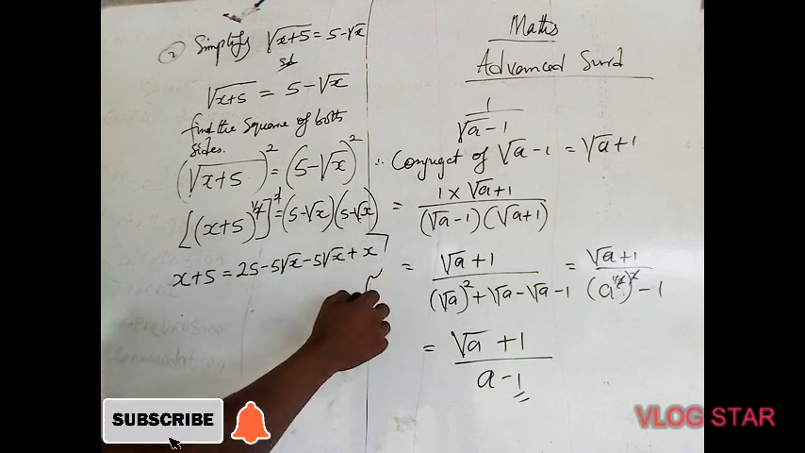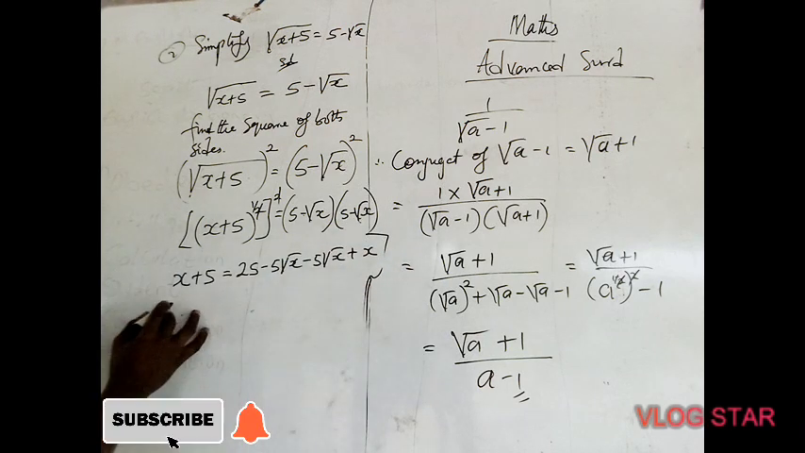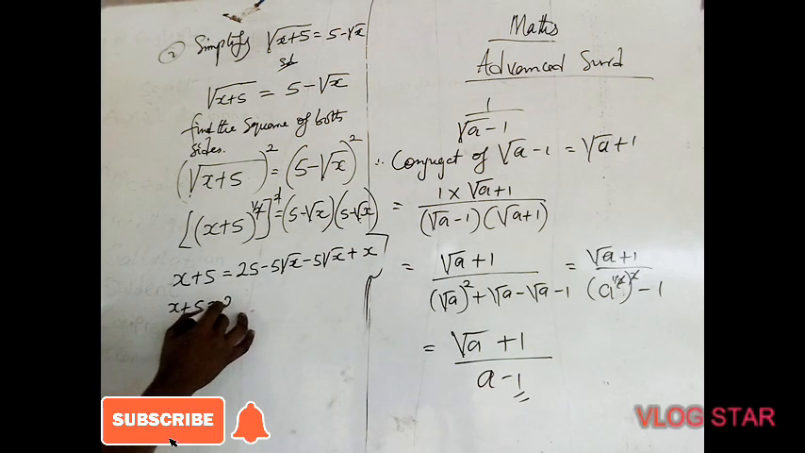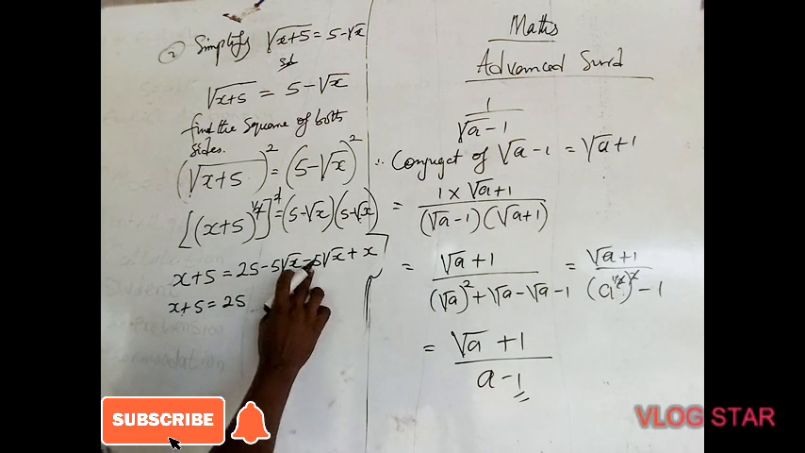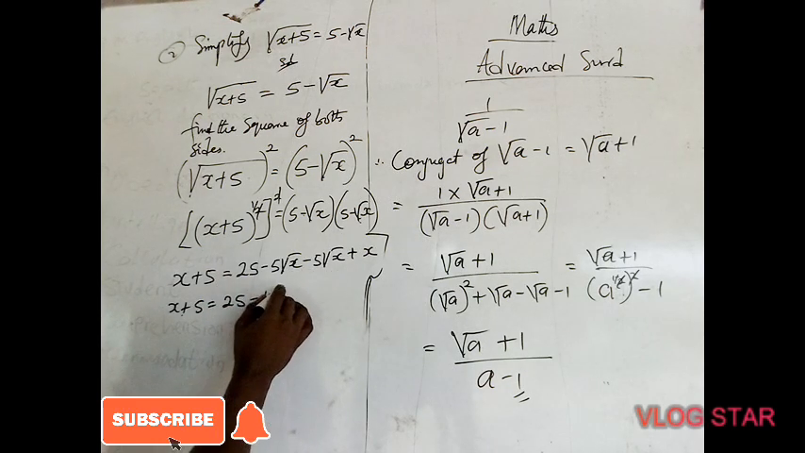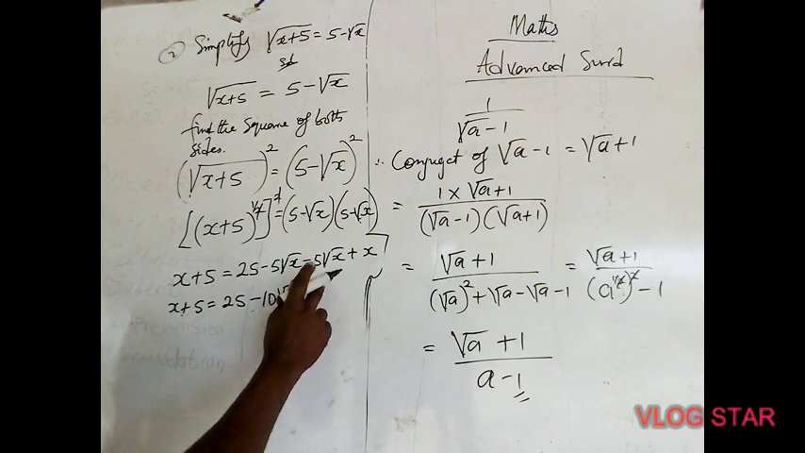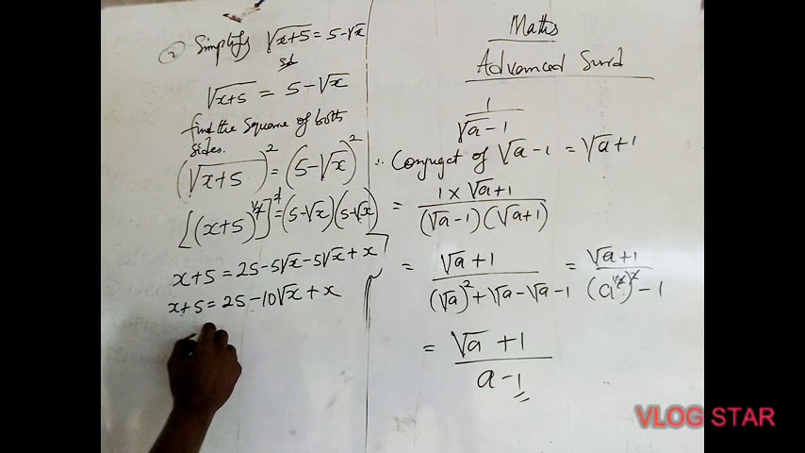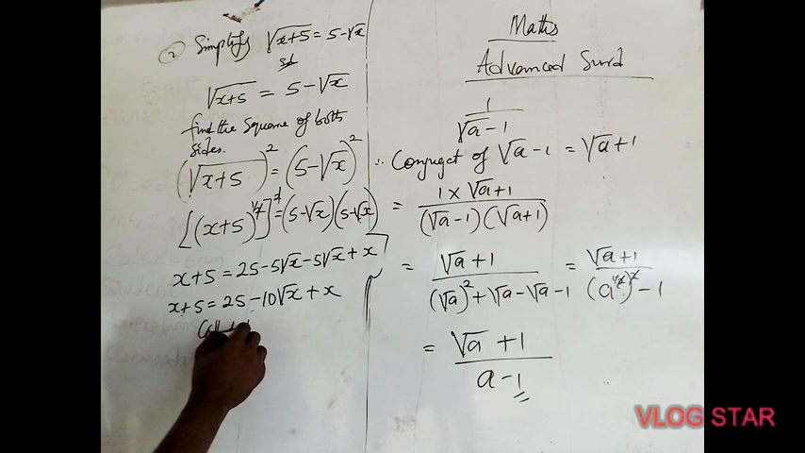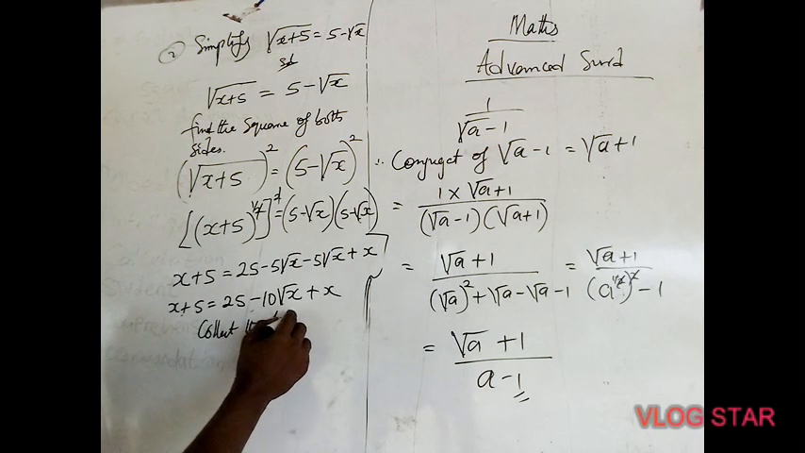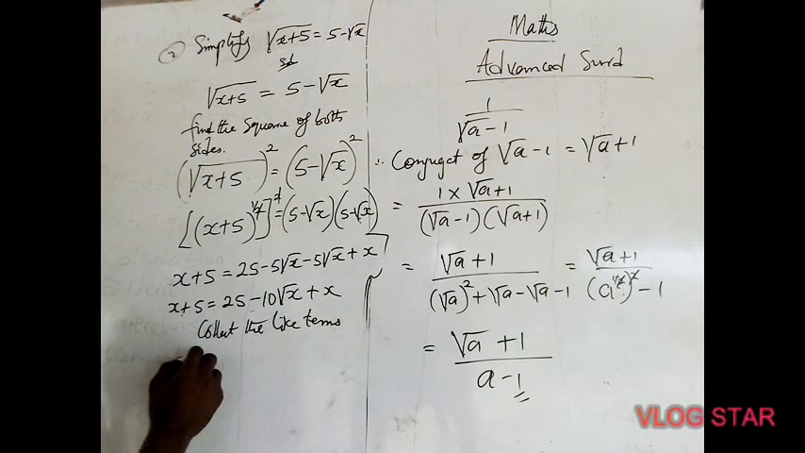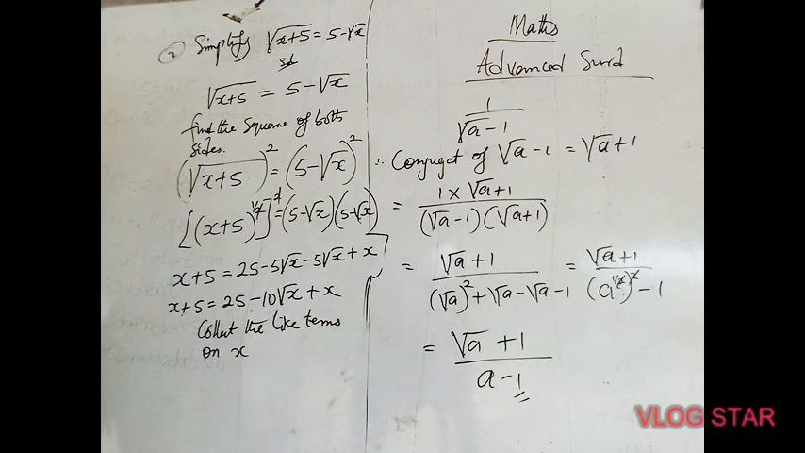So what are you going to have left? We have x plus 5 here is equal to 25, minus 5 root x minus 5 root x will give you minus 10 root x, then plus x. So what next? You collect the like terms. We have like terms there existing. Collect the like terms on x. That means group all x in one side.